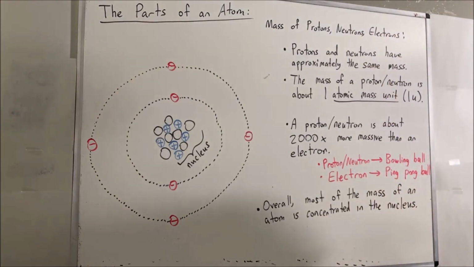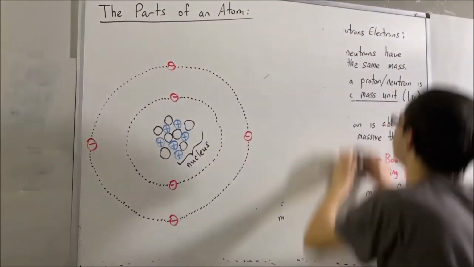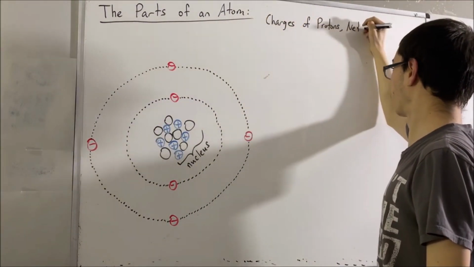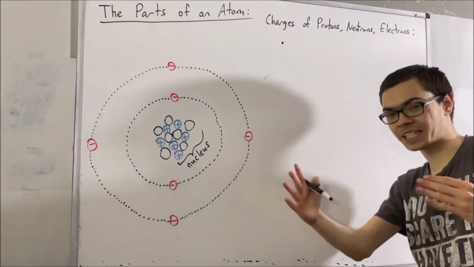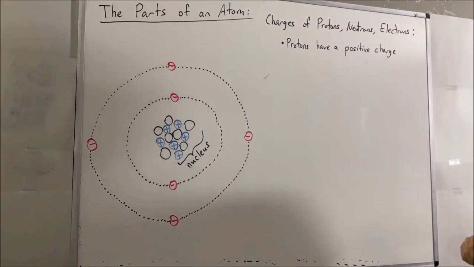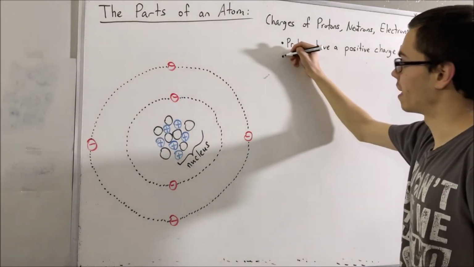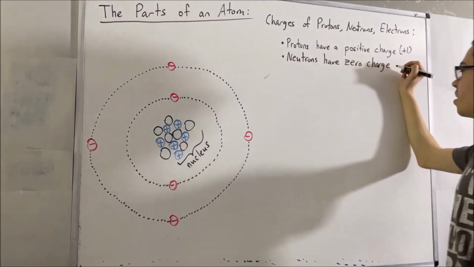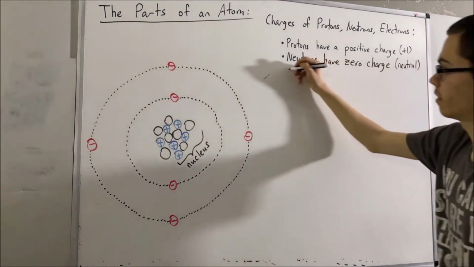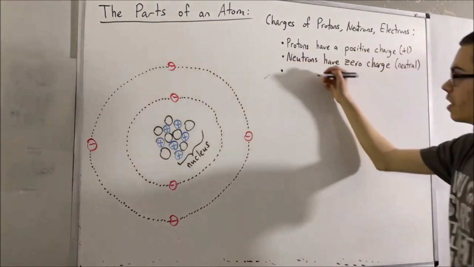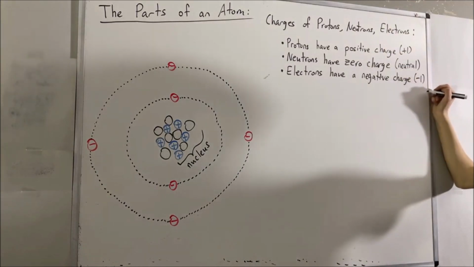Now, let's talk about another property, the charges of these three particles. Okay, so to start, protons have a positive charge. And we'll typically say it has a +1 charge. Now, neutrons have 0 charge. Another way of putting this is we say that they're neutral. And electrons have a negative charge. And we'll typically say that they have a -1 charge.